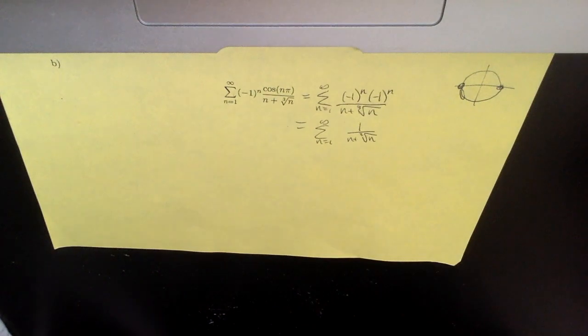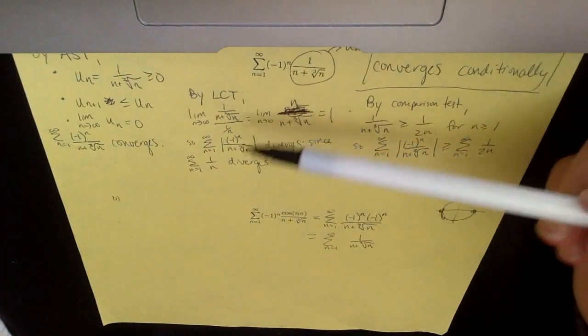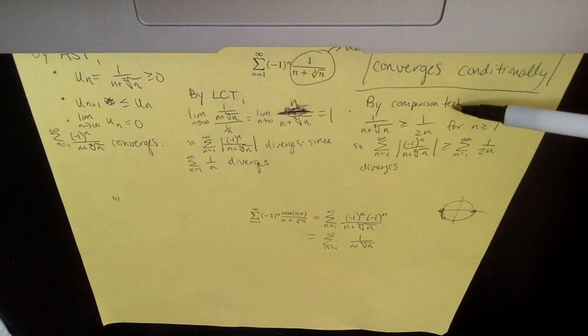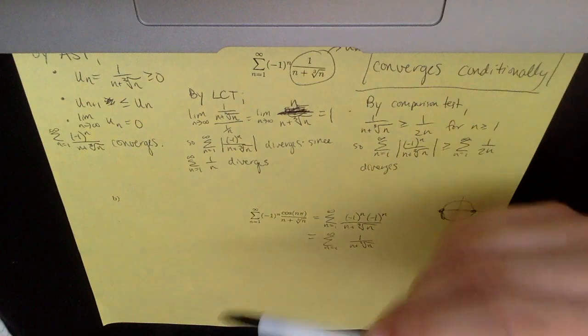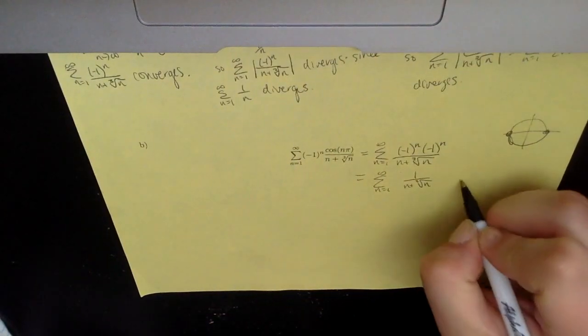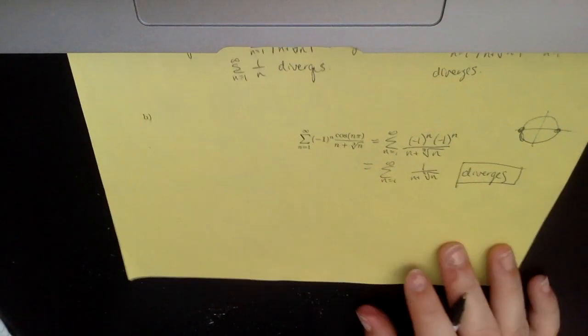Now, we showed before, using both the limit comparison test and the comparison test, that this series 1 over n plus the cube root of n diverges. So this diverges, strictly diverges.